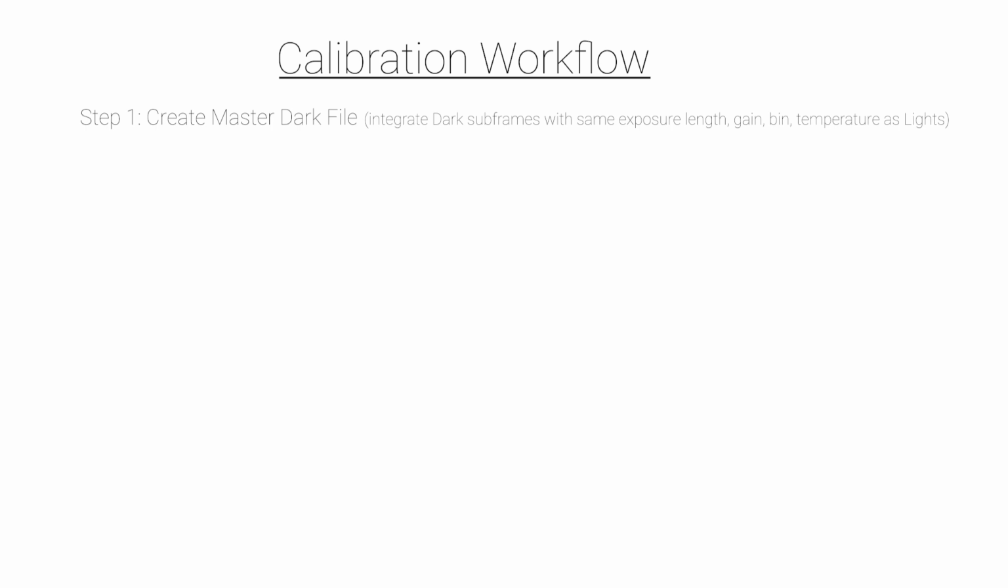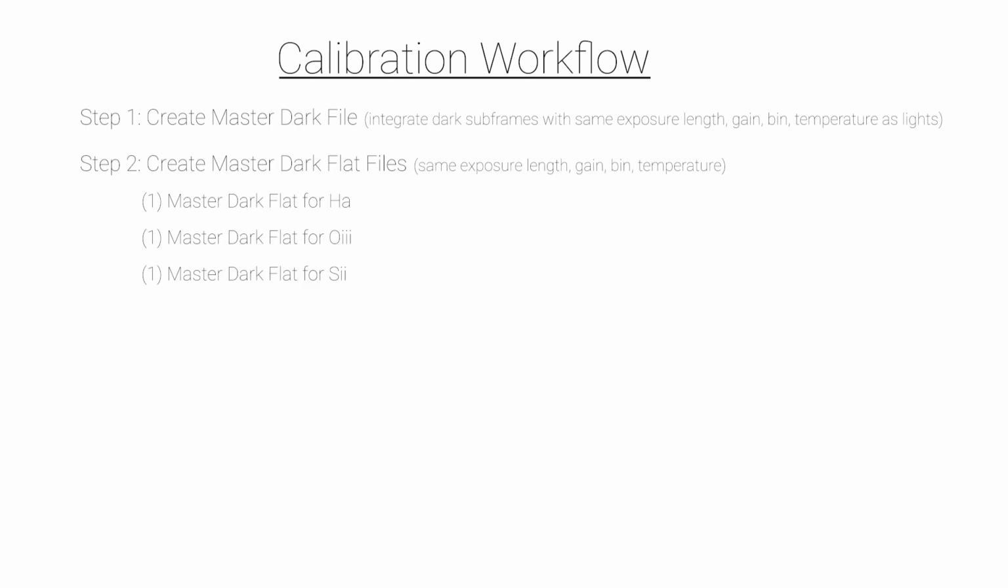So here's a high-level overview of how the calibration process is going to work. In step 1, we are going to be creating our master dark file. Since my light frames were all taken at the same exposure length of 300 seconds, and all of my dark frames were also taken at 300 seconds, I need to create one master dark file by taking all of my 300 second dark sub-exposures and integrating them into a single master dark file. Next, we will create 3 separate master dark flat files for each filter that we use to create our flats. So one master dark flat file for HA, one for O3, and one for S2.